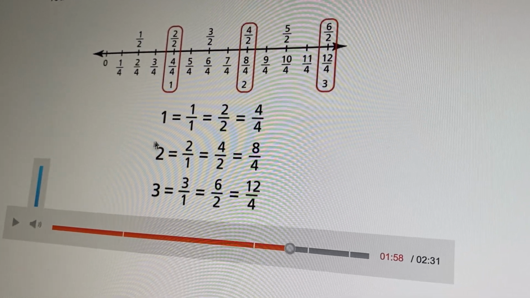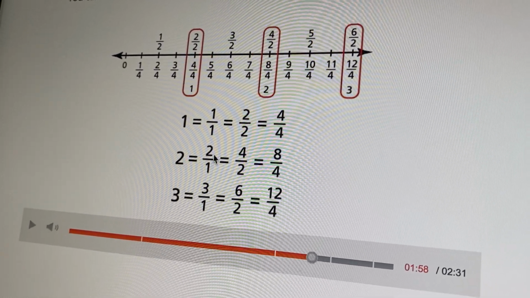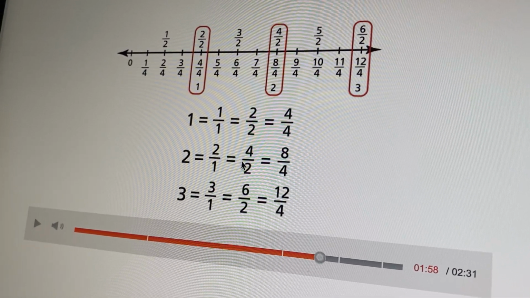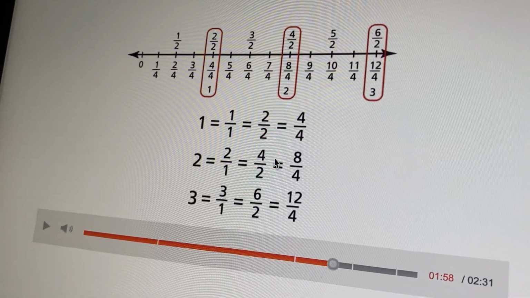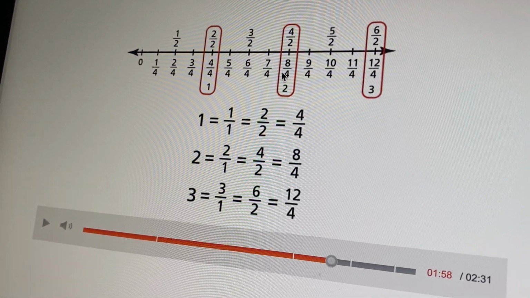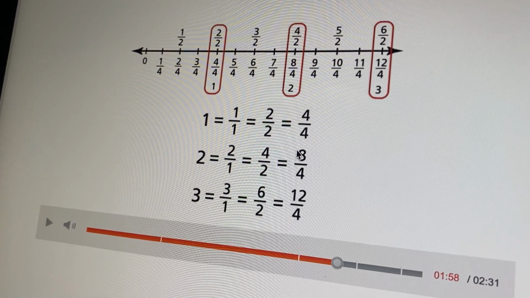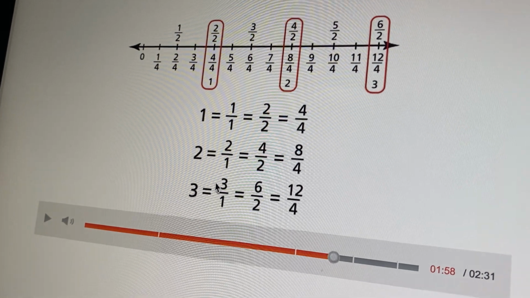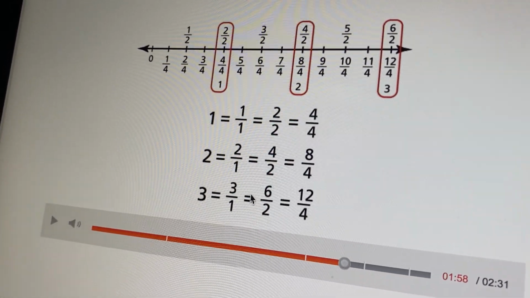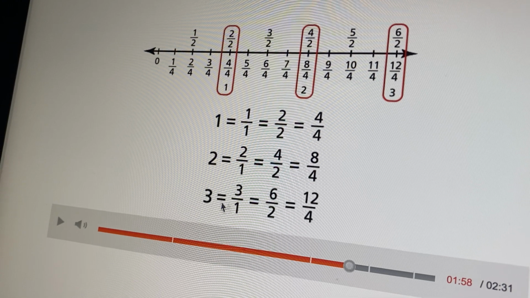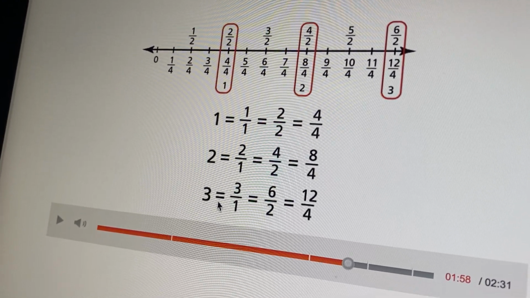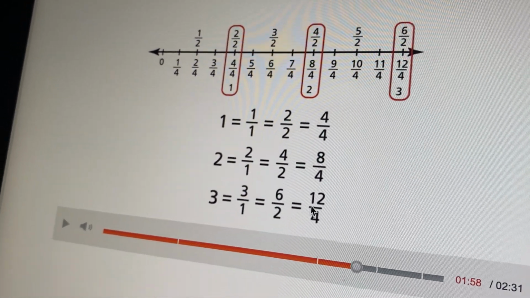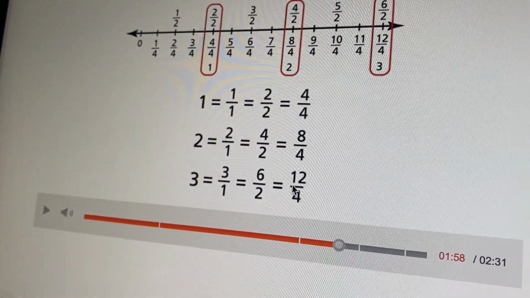So look here, everyone. 2 over 1, so it's 2 divided by 1 equals 2. 4 over 2, it means 4 divided by 2 also equals 2. 8 over 4, it is also 8 divided by 4 equals 2. Now, for 3, 3 divided by 1 equals 3. 6 divided by 2 equals 3. 12 divided by 4 equals 3. So, fractions are the same as what? Division. Fractions are division. Okay?